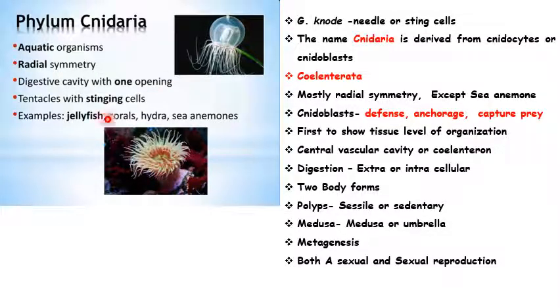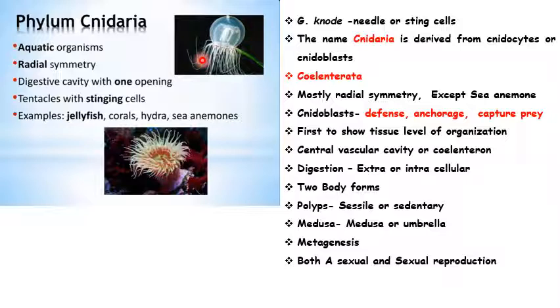And in their lifetime they exhibit two body forms. One is polyps. This is known as polyps, which are sessile and sedentary, attached on a hard surface and growing as an individual animal. And another one is medusa. This form is known as medusa, which will be floating or swimming in the water.